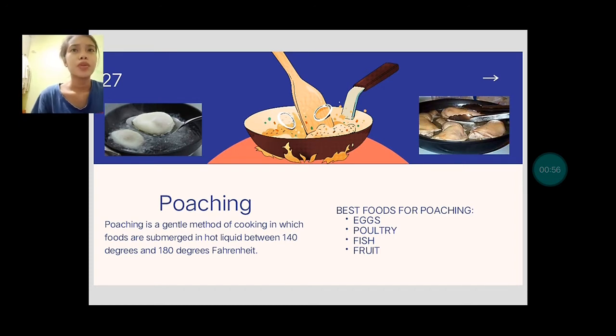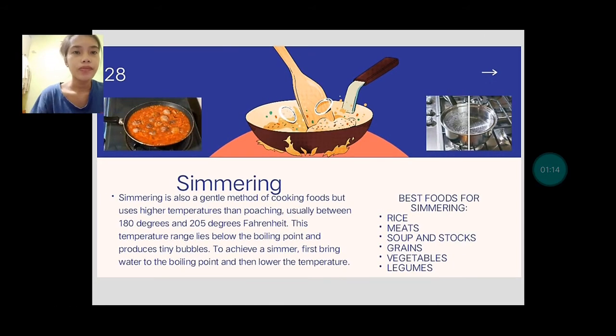Also, poaching is a moist heat method of cooking by submerging food in some kind of liquid at a low temperature. So, ang temperature niya is pagpabukal ta is hinay lang, dili siya kusog. That is poaching. And next slide, let's talk about simmering.